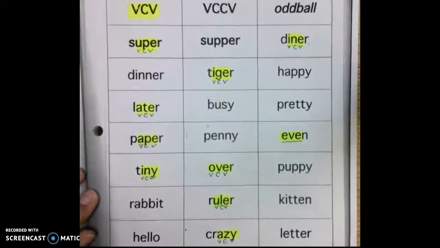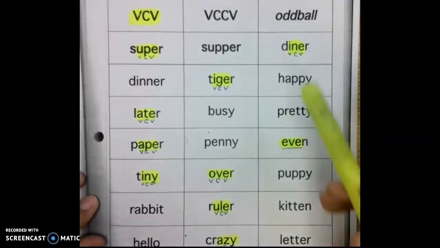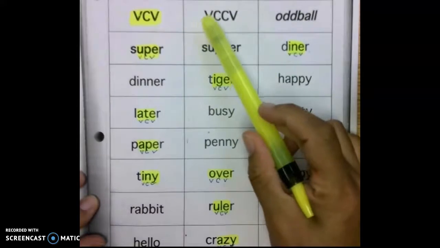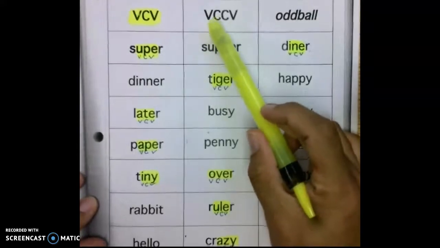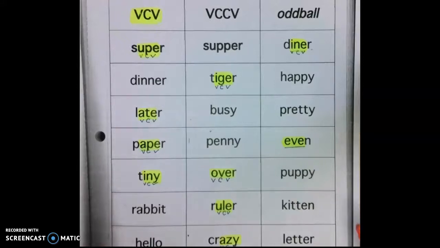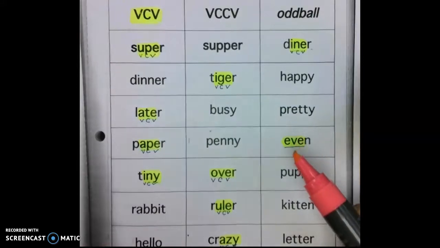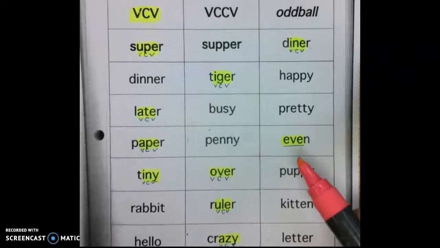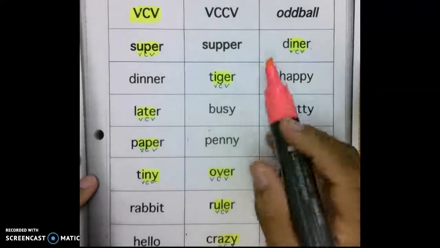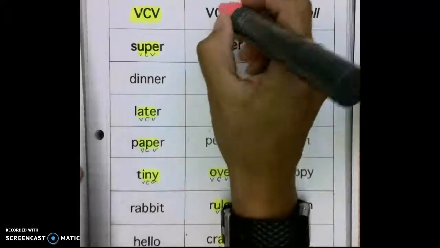Now I want to look at the next rule for this sort, which is very similar but has a second consonant. The pattern we're going to follow is vowel, consonant, consonant, vowel. I want you to pick up your second highlighter. I'm going to use pink. It's okay if you do not have these colors, just as long as it's a different color from your first group. The pattern here, as I stated, is vowel, consonant, consonant, vowel.